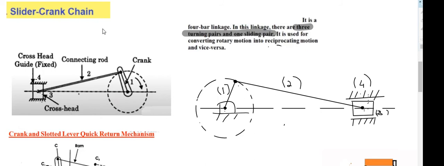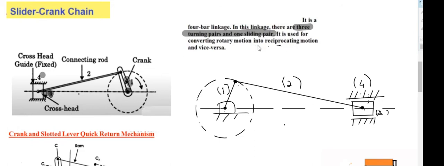In a 4-bar mechanism, there were all 4 turning pairs, but in the slider crank mechanism, we replaced one turning pair of the 4-bar mechanism with a sliding pair. So we have 3 turning pairs and 1 sliding pair. The sliding pair is between 4 and 3. Between 2 and 1, there is a turning pair. Between 3 and 2, there is a turning pair. And between 1 and this joint there is another turning pair. So 3 turning pairs and one sliding pair.